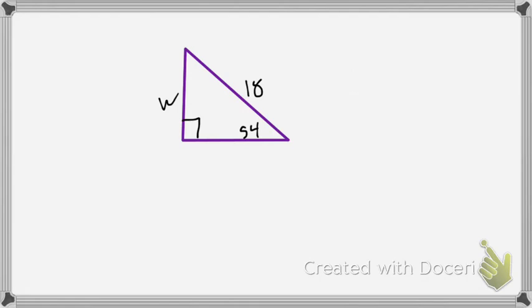And this is how we use it. So let's say I have a right triangle with a 54 degree angle, and the hypotenuse is 18. And I want to know what one of the legs is. Well, I know that I have a 54 degree angle, and I know that W is opposite that 54 degree angle. I also know that the hypotenuse is 18. So what I'm going to do is say the sine of 54 equals W over 18.